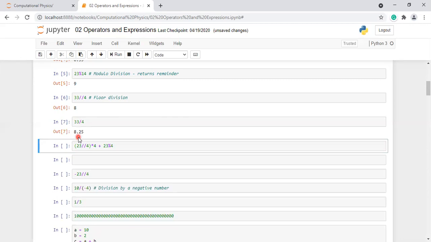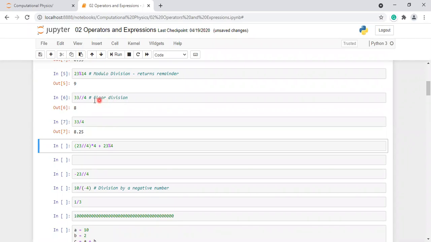So 8.25 lies between the 2 integers 8 and 9. 8 is called the floor, and 9 is called the ceiling. The integer which is just less than 8.25, that is 8, is called the floor, and the integer which is just greater than 8.25, that is 9, is called the ceiling.